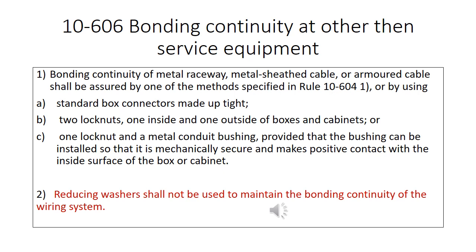Subrule 2. Reducing washers shall not be used to maintain the bonding continuity of the wiring system. Once again, reducing washers shall not be used to maintain the bonding continuity of the wiring system. Now, can you tell me what you are now going to install along with the reducing washers? Hint: bonding bushings. So once you install reducing washers, you have to install bonding bushings.